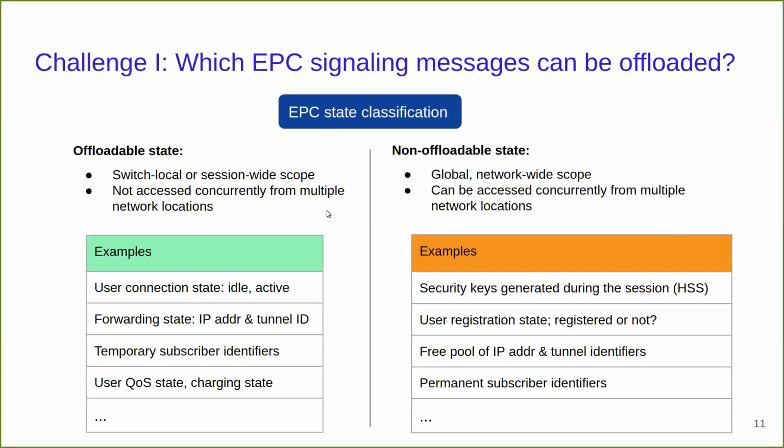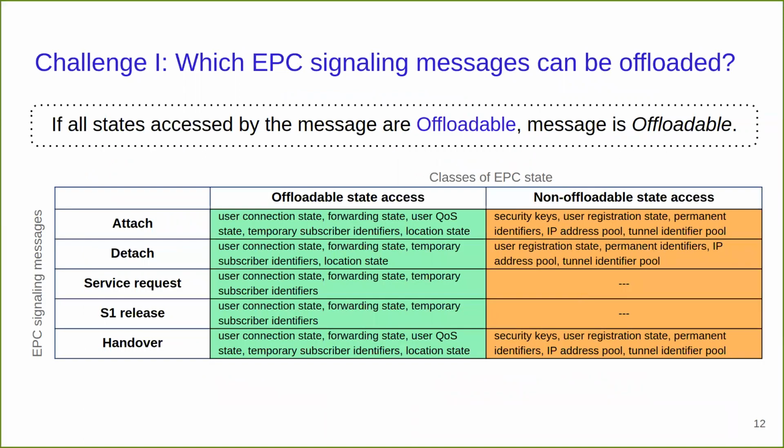An EPC state is non-offloadable if it is global and has network-wide scope. This state can be accessed from multiple locations concurrently. The security key stored in the HSS database is a good example of global state. So to answer this question about which of the EPC signaling messages can be offloaded, we state that if all the states accessed by the message are offloadable, then the message is offloadable.